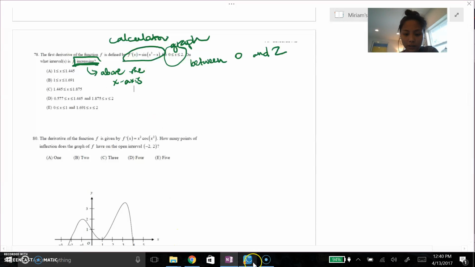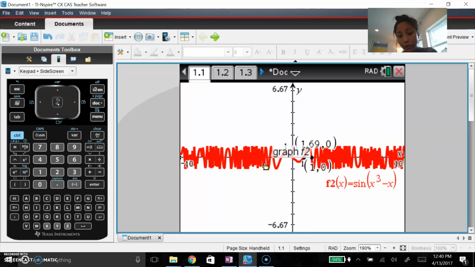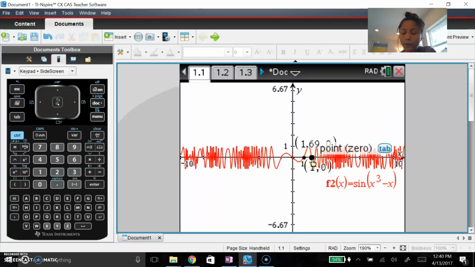Okay, as you can see on the calculator, your graph should look like this. I'm focusing between 0 to 2. And I want to see where the graph is above the x-axis. So what I did was I said, okay, it's going to be this little mountain over here that's above the x-axis. I need to find the beginning and ending of it.